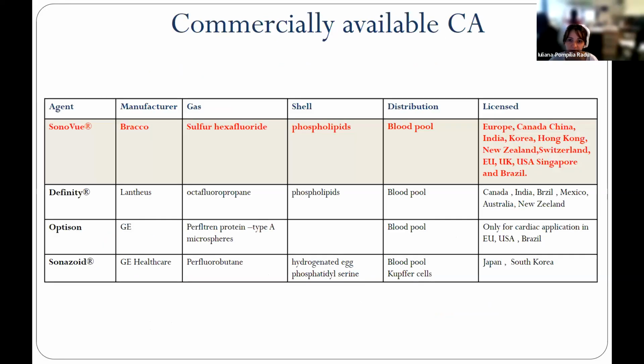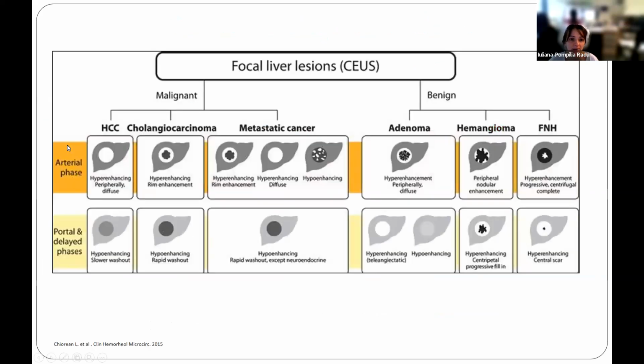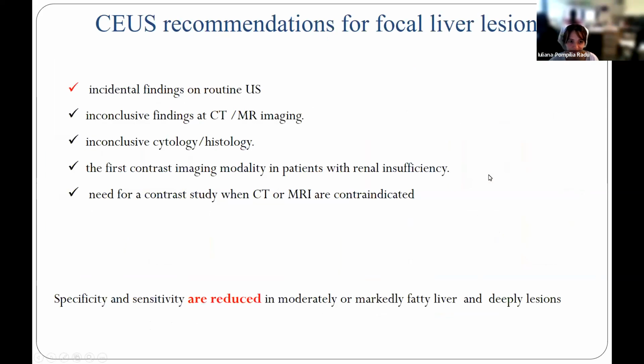There are several available contrast agents, but we use only SonoVue. And based on the behavior, as I told you, we split the lesions in malignant and benign, according with the arterial phase that I have to mention is very important. Only for benign lesions, we can differentiate the benign lesions in different subtypes.